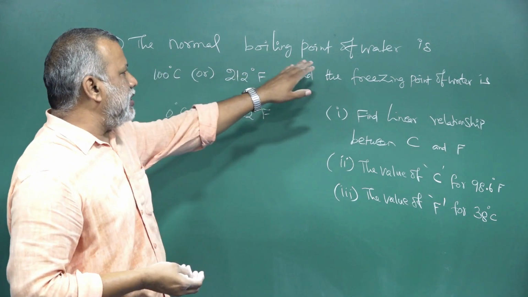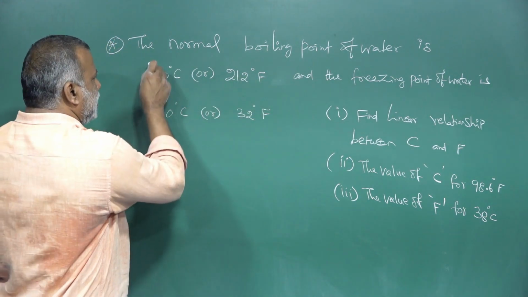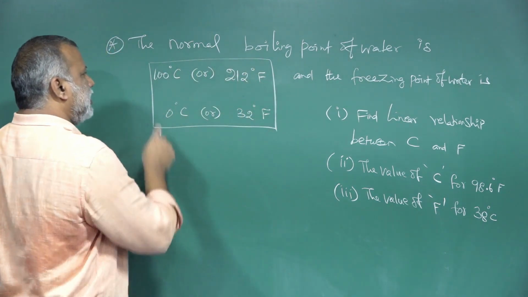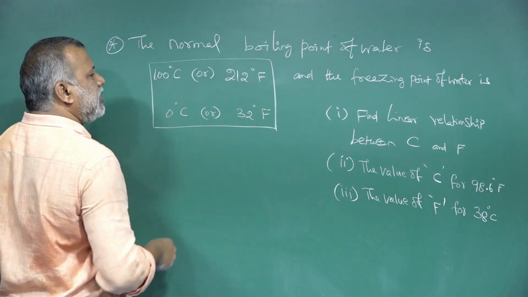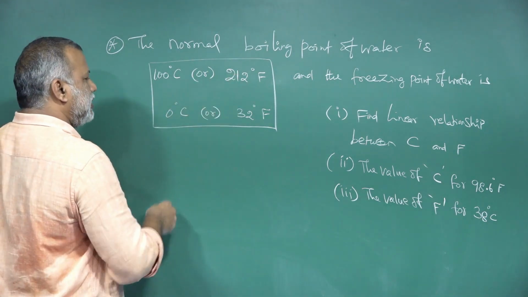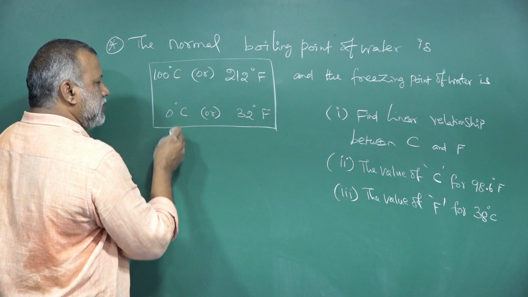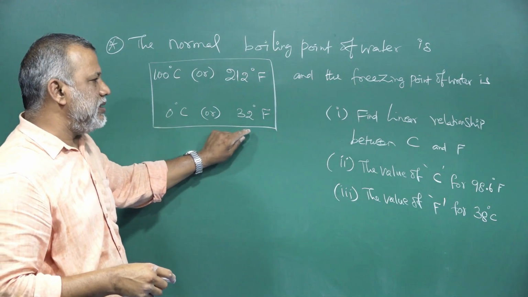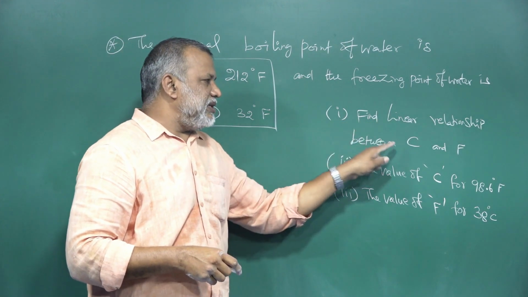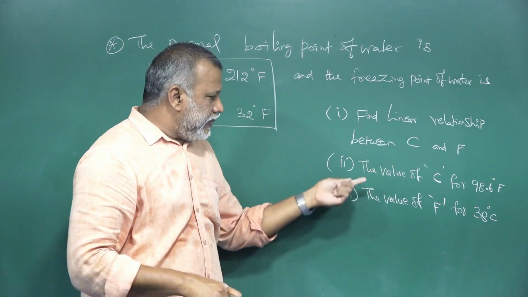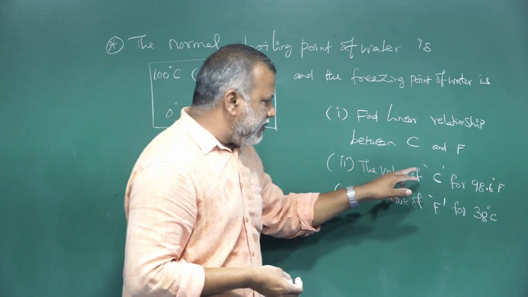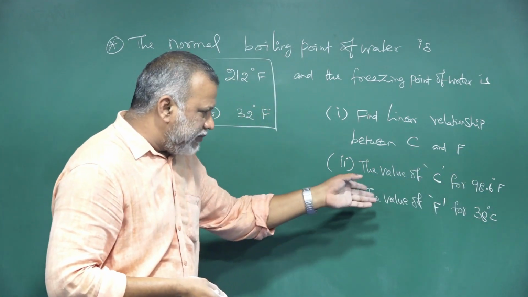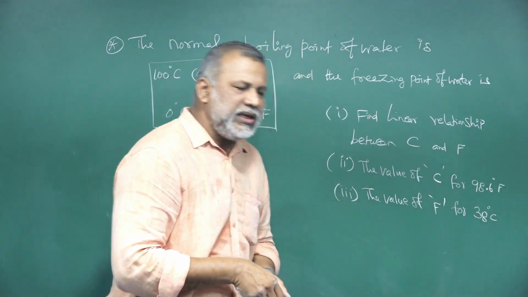The normal boiling point of water, we are having two-way measurement of the temperatures: 100 degree centigrade, or we can say 212 degree Fahrenheit. The freezing point is 0 degree centigrade, or we can say 32 degree Fahrenheit. Find the relationship between C and F. That is question number 1. Then the second question is the value of C for 98.6 degree Fahrenheit. The value of F for 38 degree centigrade.